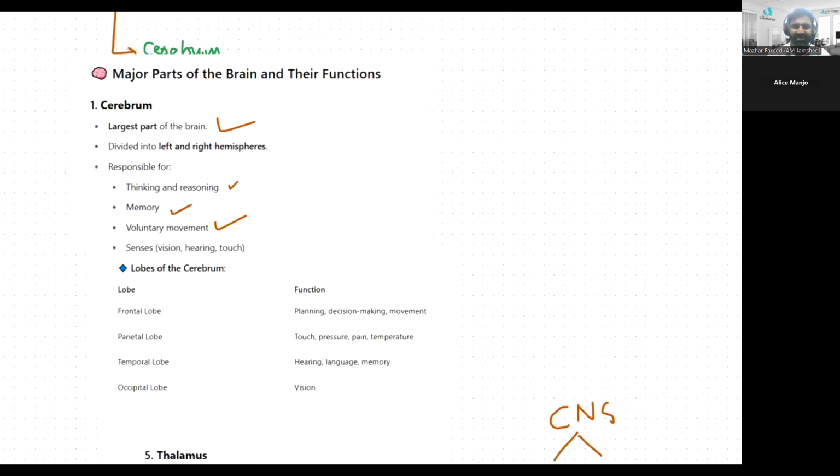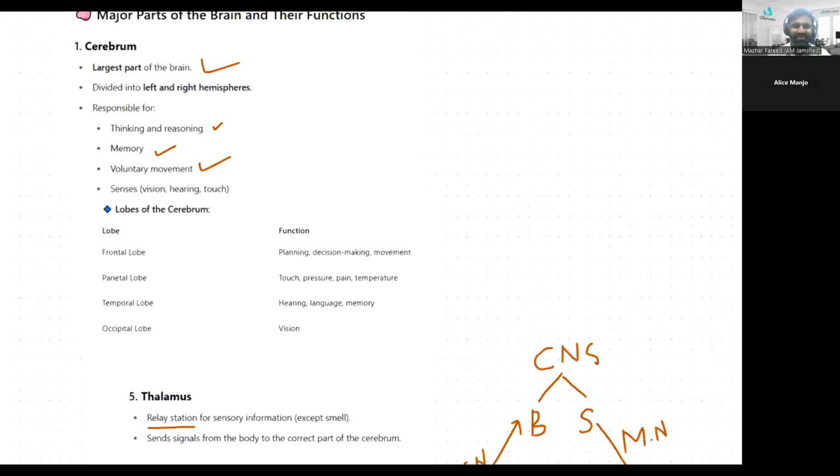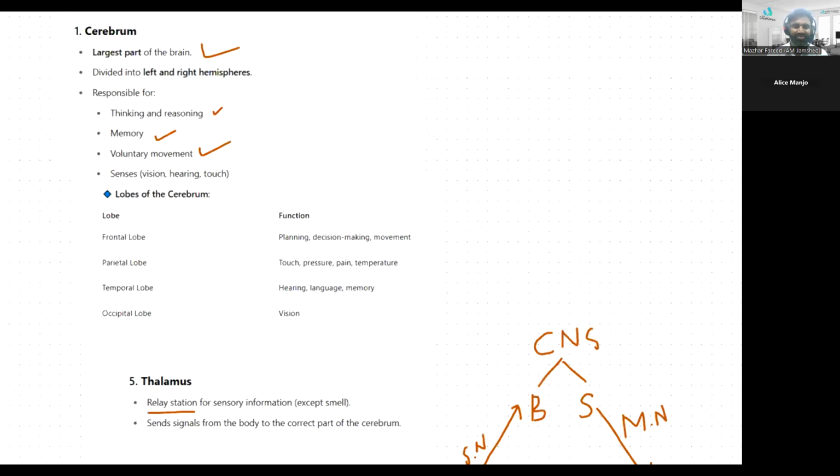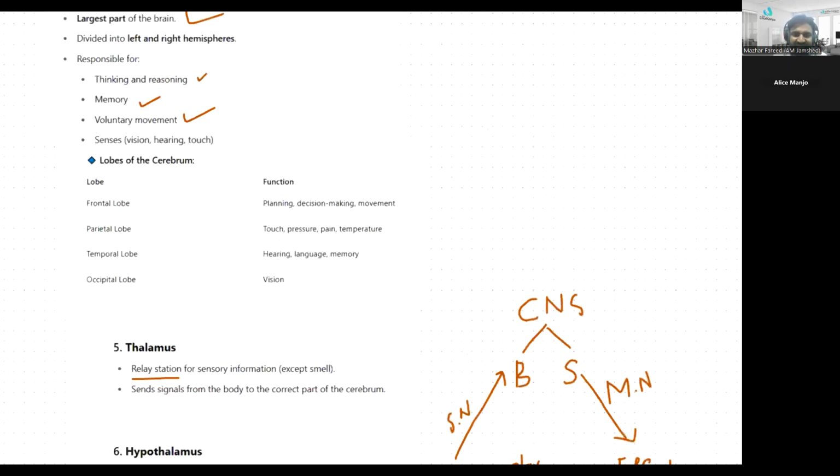It is responsible for voluntary movement, thinking, reasoning, memories, senses, vision, hearing, and touch. The cerebrum has 4 lobes. The frontal lobe is involved in planning and decision making. The parietal lobe handles touch, pressure, pain, and temperature. The temporal lobe controls hearing, language, and memory. The occipital lobe is involved in vision.